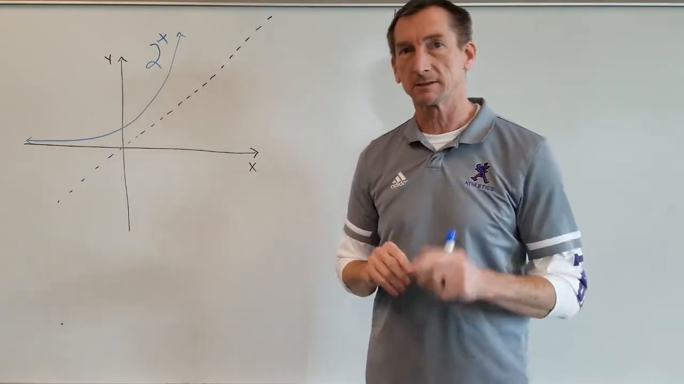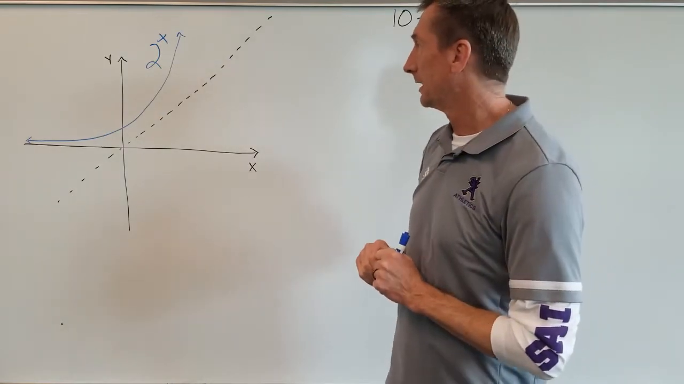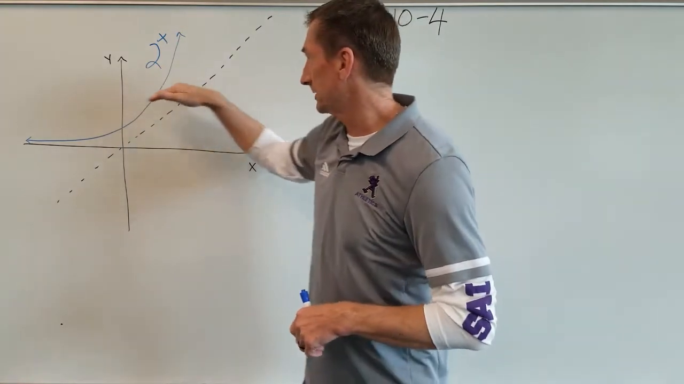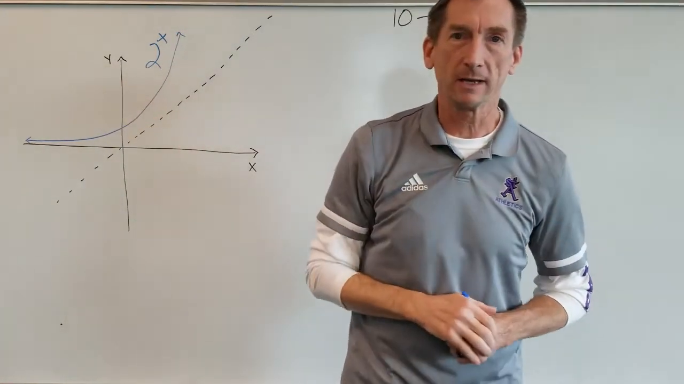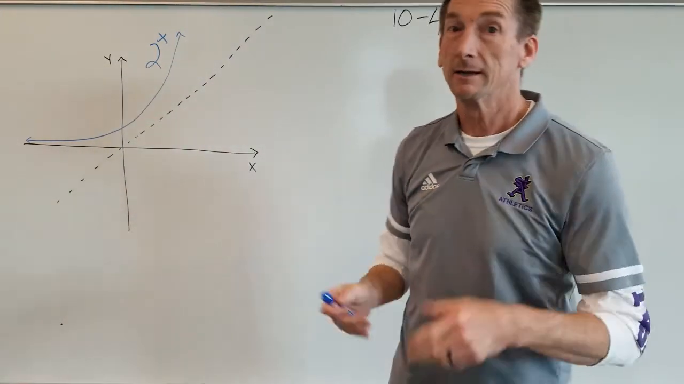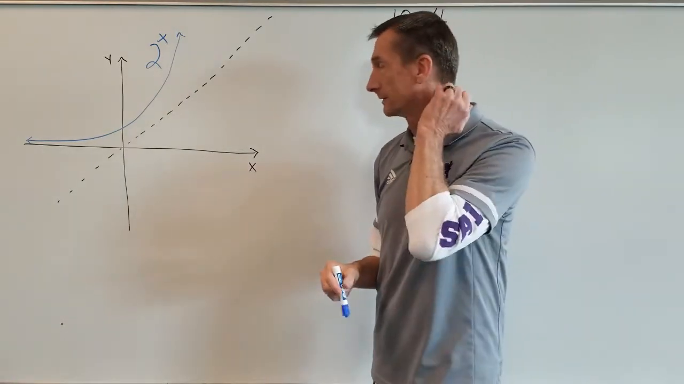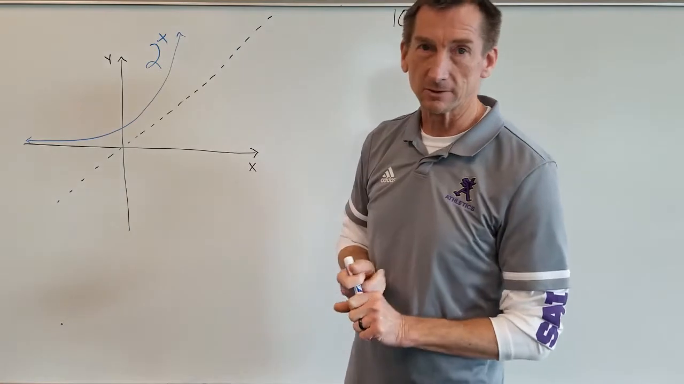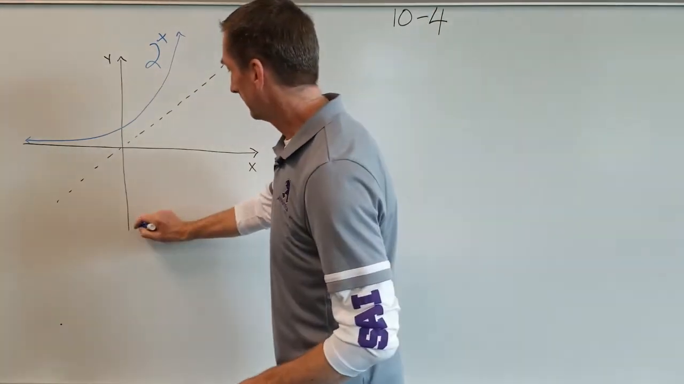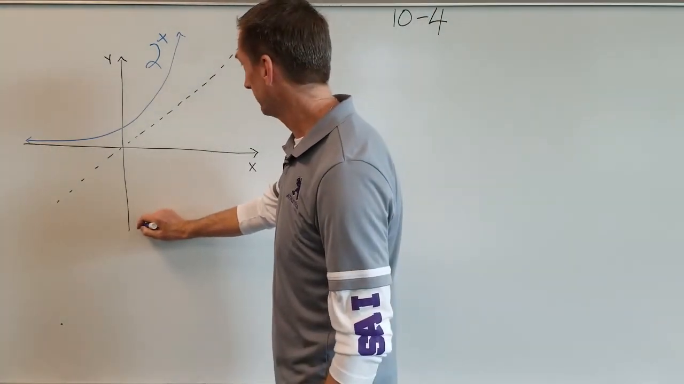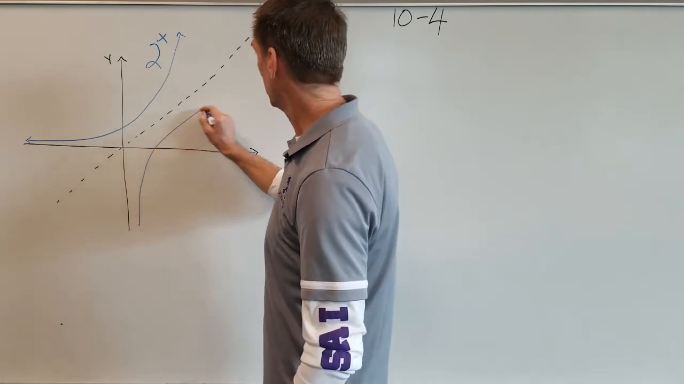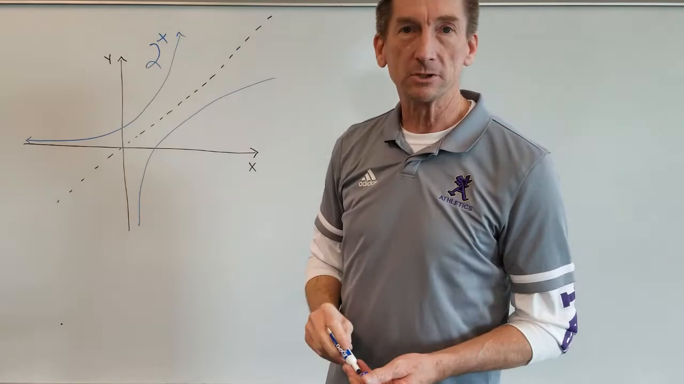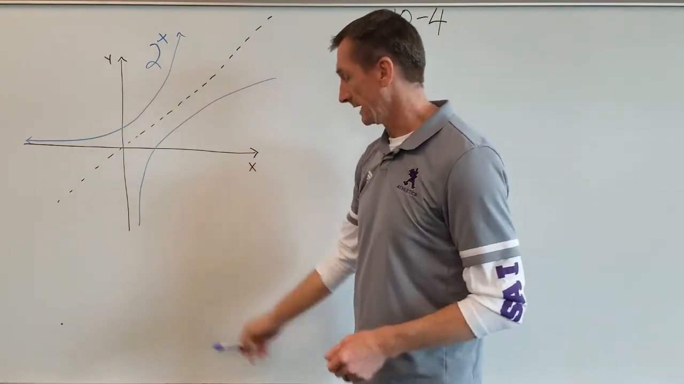But let's think about these inverse functions. For instance, 2 to the x. We know this function has an inverse because it passes the horizontal line test. Today we're going to talk about what that inverse is. This function 2 to the x, its inverse is actually the log function. And we can see it is a mirror image across the line y equals x.